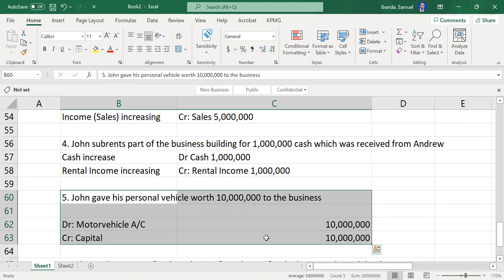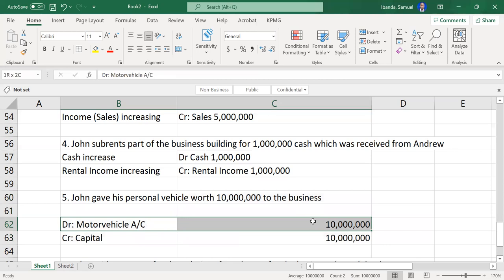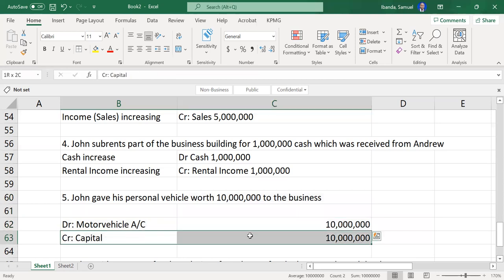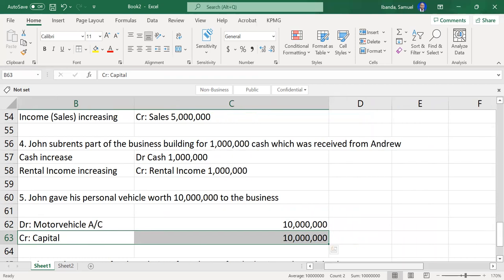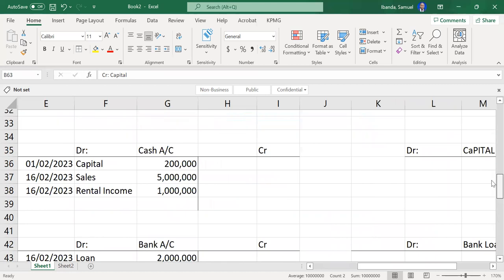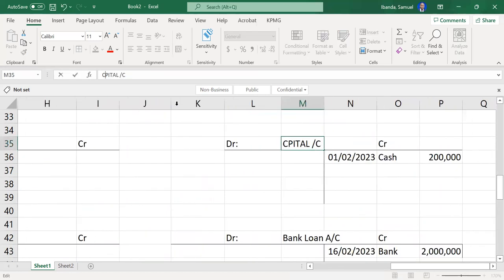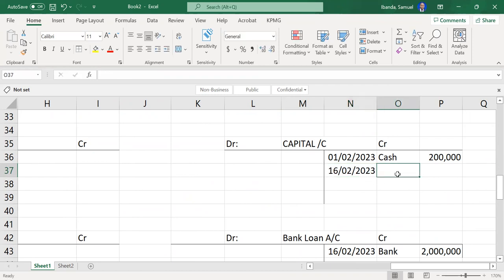So what this means is that if I'm debiting my motor vehicle, I'll have to draw up the motor vehicle account, and I'll also need to draw up the capital account. Now, it's very good that we already have the capital account. So I'll just come to this capital account and record, maybe it was still on 16th, 16th 02, 2023. Now, in this case, since it is a contribution by motor vehicle, I'll record motor vehicle and an amount of 10 million.